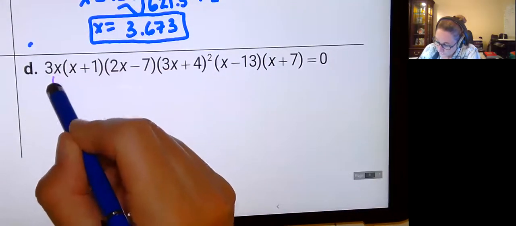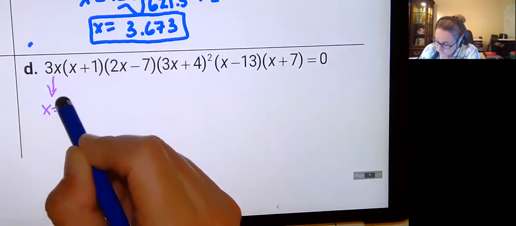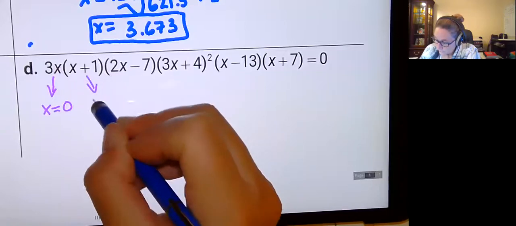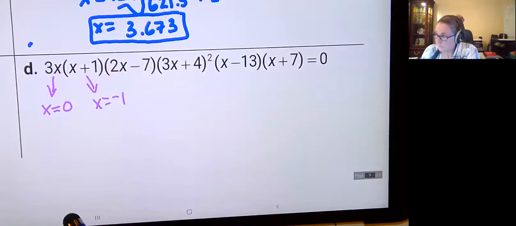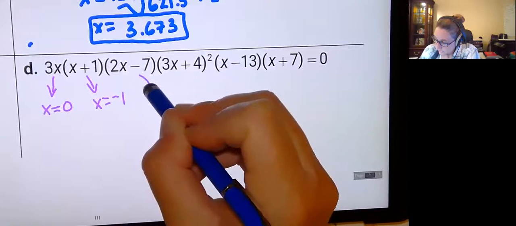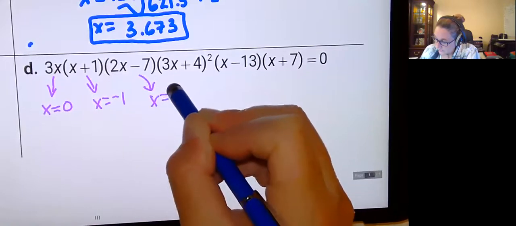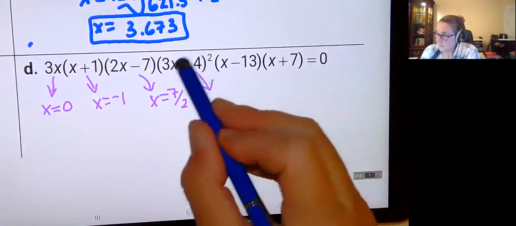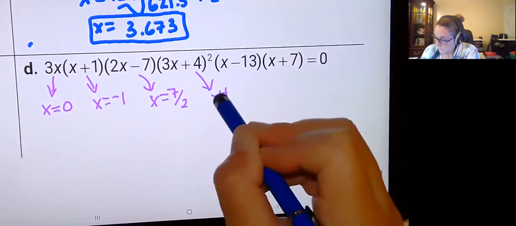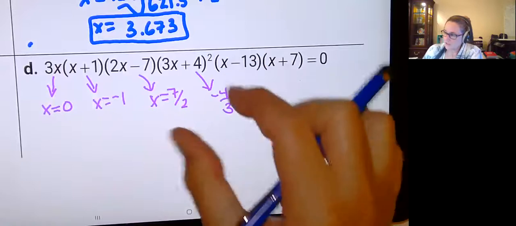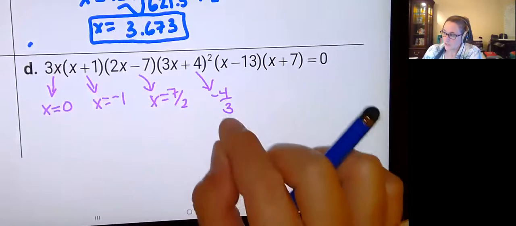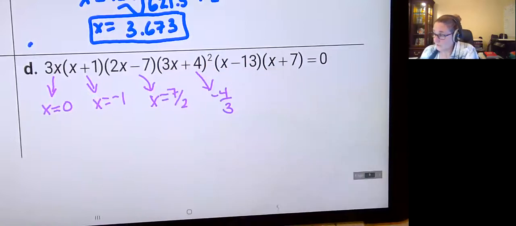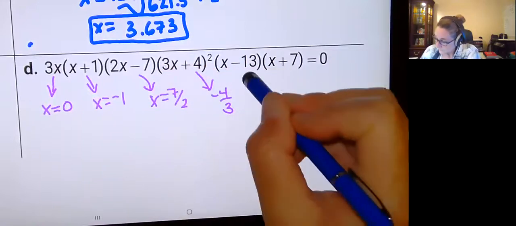Well, for this first one, x would be 0 because 3 times 0 would be 0. This one would be a negative 1. This one would be a 7/2. This one, when I set this to 0, would be a negative 4/3. And it's squared. It just means that you would have actually had this twice as an answer because you have a 3x plus 4 and another 3x plus 4, but you only need to list it once.